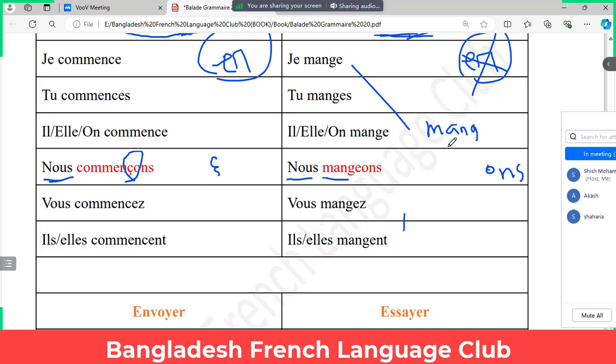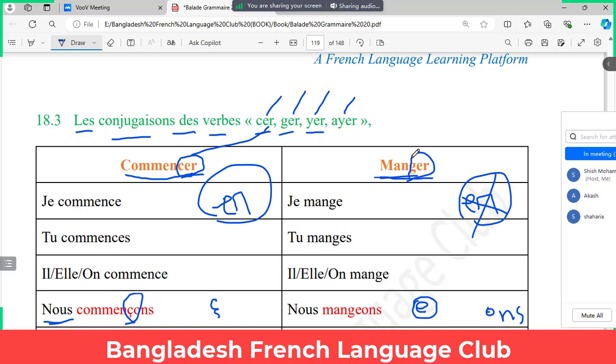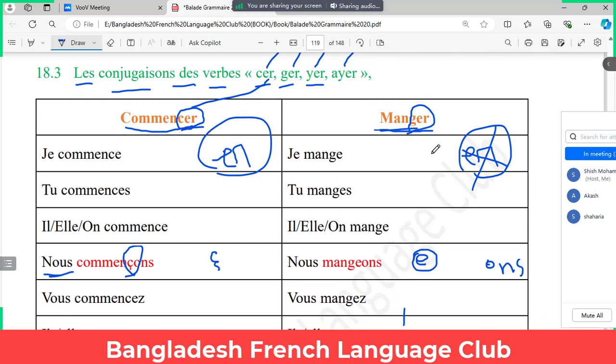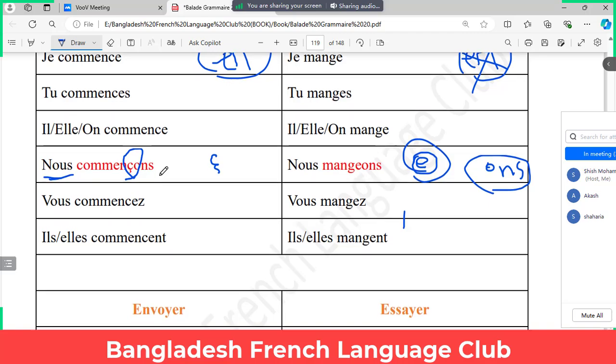ONS, right? But you see here the little O between the G and the ONS. So extra O, right? This letter, extra. So when you see a verb like this ending in GER, then with nous only, we have to put an O after the root and before the ONS. Okay, this is the little change, and the rest of them are okay.